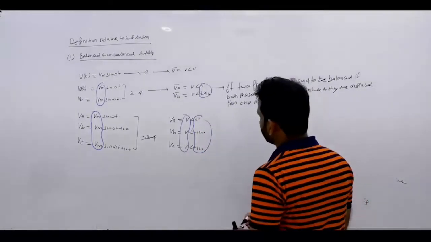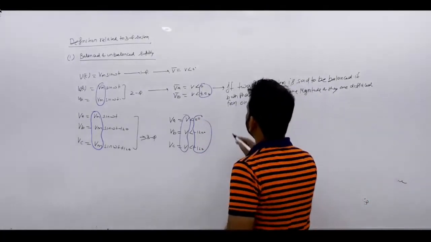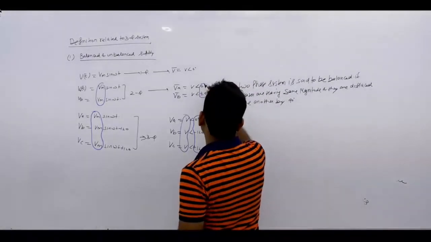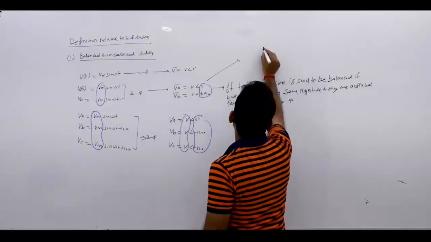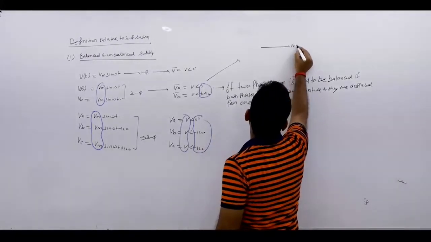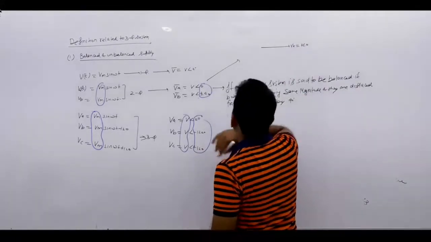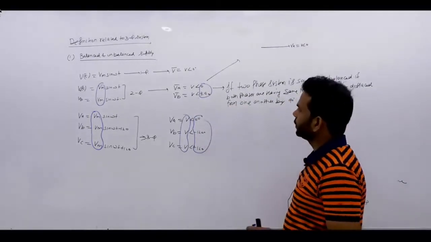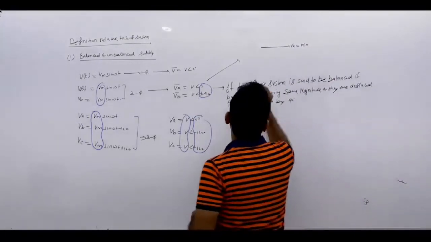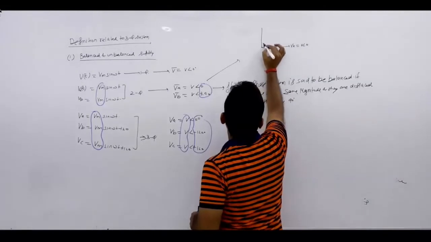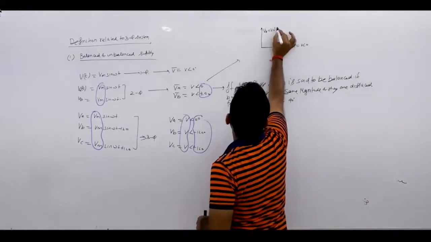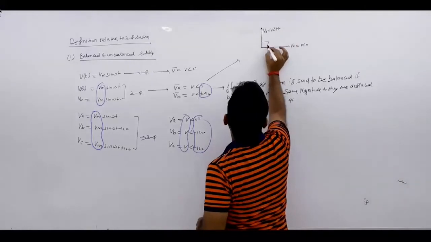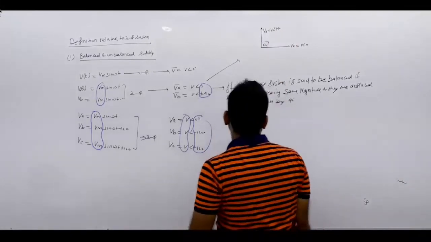So let's apply this and see what the definition means. If we take plus 90, then if we make its phasor diagram, see what happens. It is your VA, that is at V angle 0 degree, and you are taking the second phase at plus 90 degree, then it is the phasor diagram of this. It is VB, that is equal to V angle plus 90 degree. So this is the balanced condition for a two-phase system.